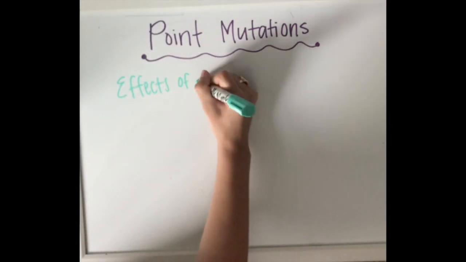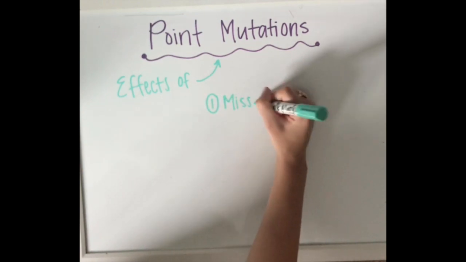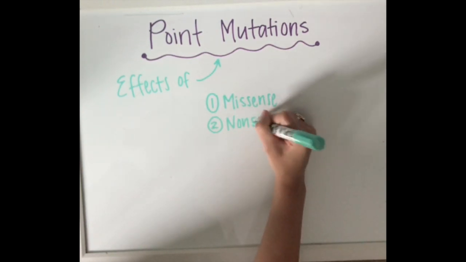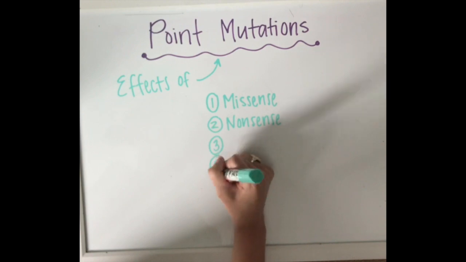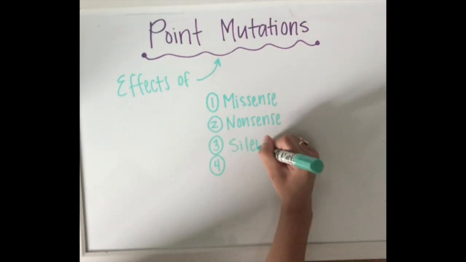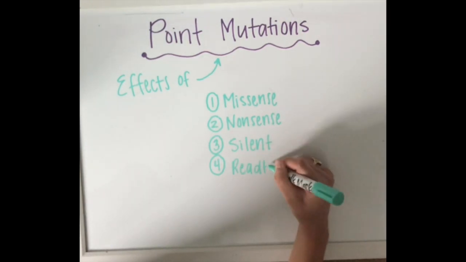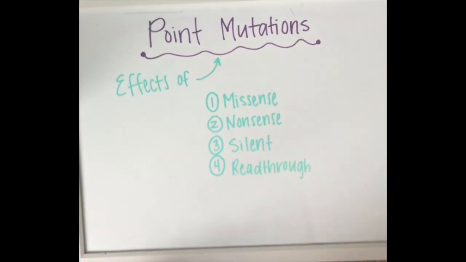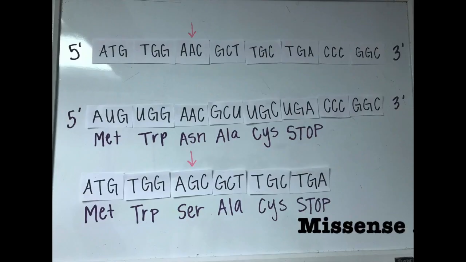Point mutations can have several different effects on the amino acid sequence, which in turn can alter the function of the proteins. There are 4 different specific types that I'll be discussing, and these are missense, nonsense, silent, and read-through mutations. Here we have an example of a missense mutation.